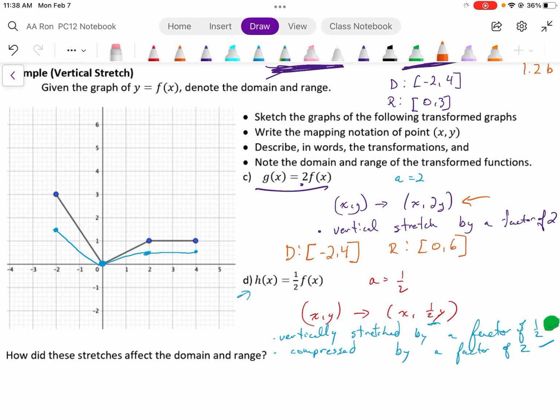How does the domain and range change? Well, surprise, the domain stays the same. We did nothing to the individual x values, but the range is changed because now we simply multiply each of our y values by 1/2.